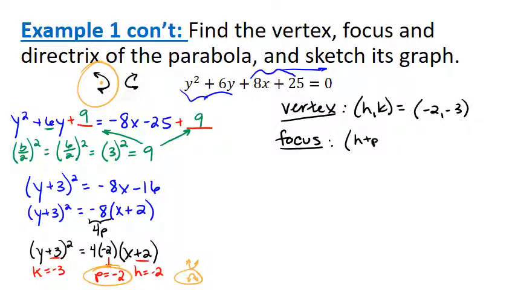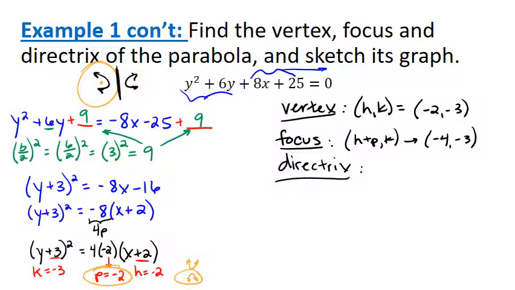So our focus is going to be h plus p, comma, k. So when we do that, we will end up with negative 4, negative 3. The directrix here, our directrix will be to the right of the vertex. So it's a vertical line, so it's going to be x equals h minus p. So in this case, we will have x is equal to 0.